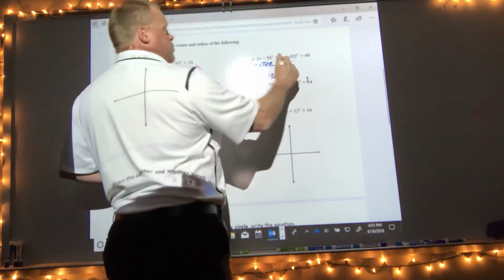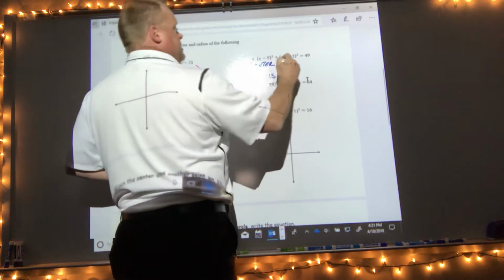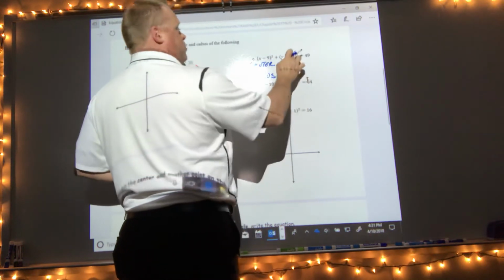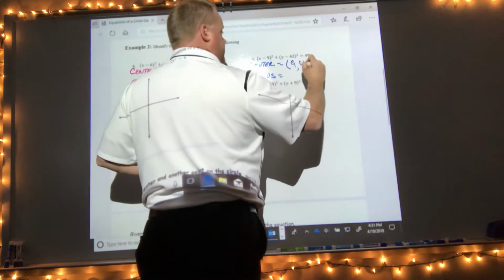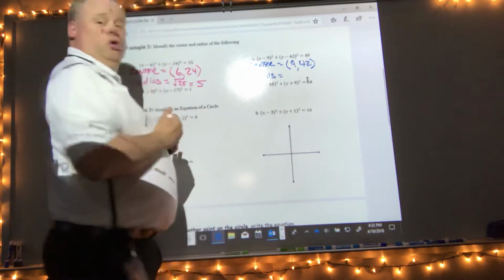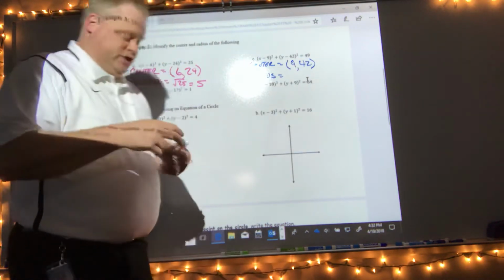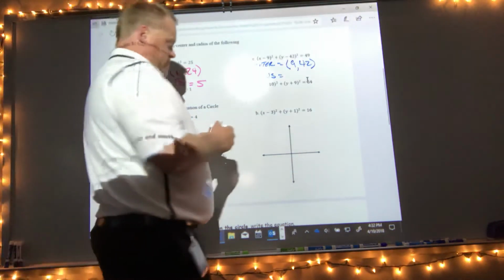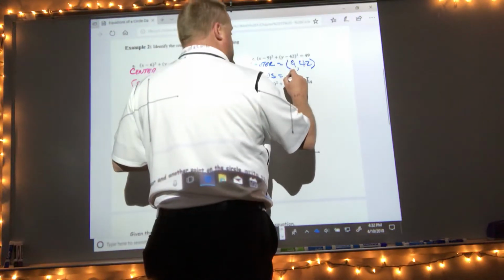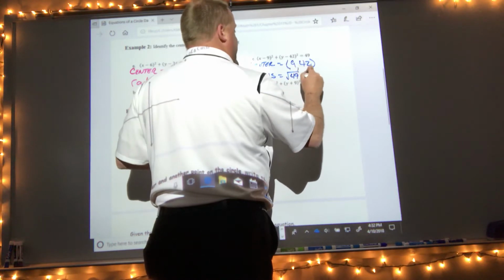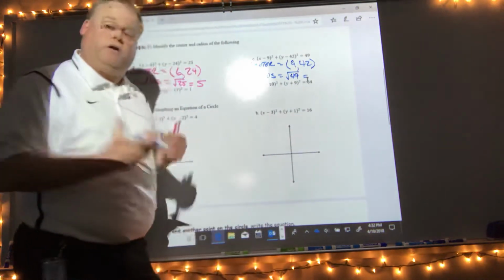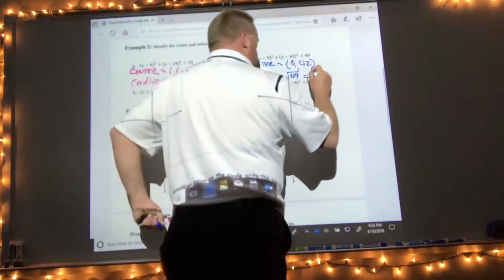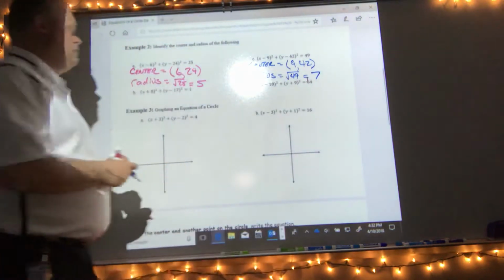I've got 9 and 42. This is a −9, so it needs to be a positive. My 42 is negative as well, so it needs to be a positive. Just pulling them right out of the equation, switching the sign, and then my radius is going to be the square root of 49. Well, 49 happens to be a perfect square of the number, that's right, 7.